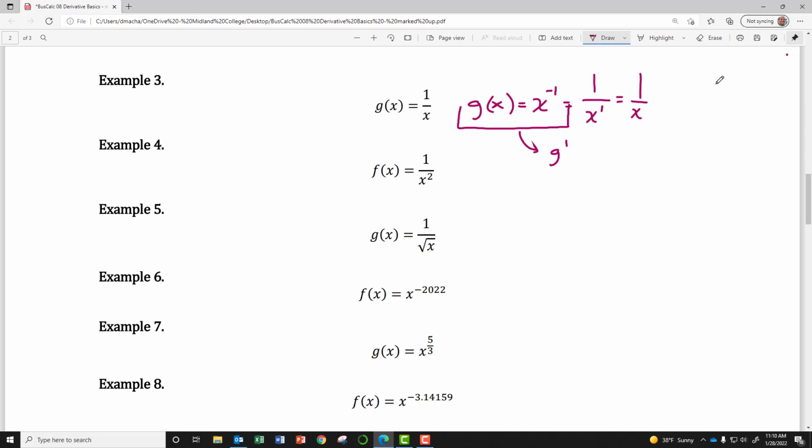So this is easy to see that g prime of x will be negative 1 times x to the power negative 2. So the negative 1 just makes the whole thing negative. The negative 2 power just means I move x squared to the denominator. And so I can say that my derivative here, g prime of x, is negative 1 over x squared.